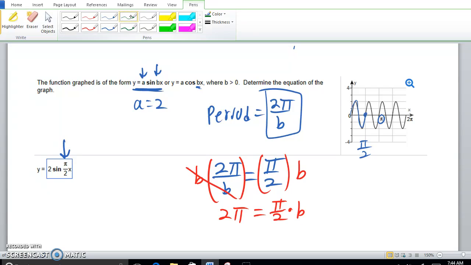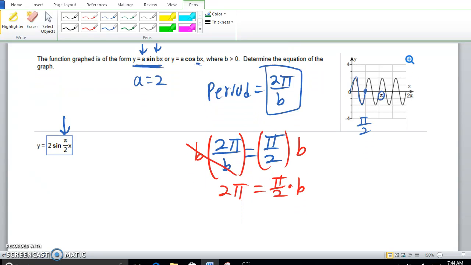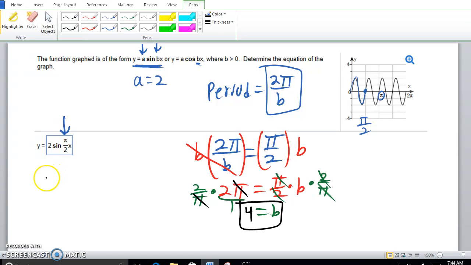And then to isolate b, we'll multiply by the reciprocal, which would be 2 over pi, right? Multiply by 2 over pi. The pi's cancel, 2's cancel. So we isolate the b. And then over here on the other side, it looks like the pi's cancel out, and we're left with 2 times 2, which is 4. So our final result should be 2 sine of 4x.